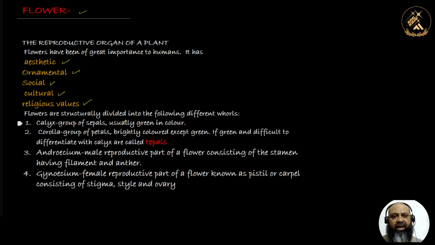So flowers are structurally divided into different whorls. Basically, there are four whorls. Remember them. What are the whorls? You should keep that in your mind.